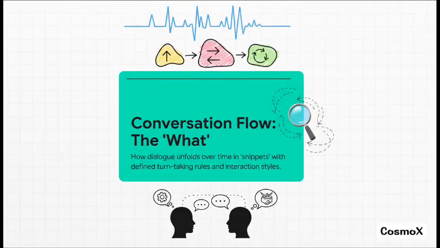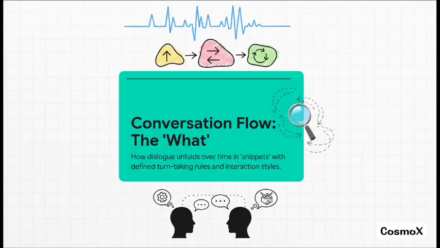All right, once you've set your cast, you define the what, the conversation flow. The whole dialogue gets broken down into these little chunks called snippets. Just think of them as different phases of the conversation, right? You might have an opening snippet, then a debate snippet, and finally a consensus snippet. And for each one, you, the director, get to set the rules. You can define how turn-taking works and even set the overall vibe, like, is this a collaborative chat or a heated argument?